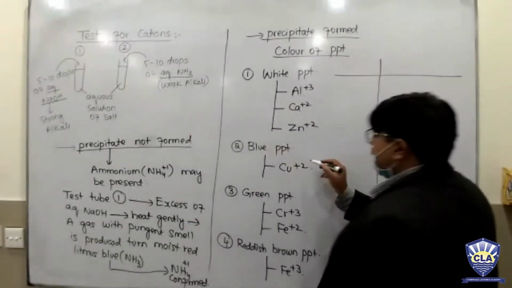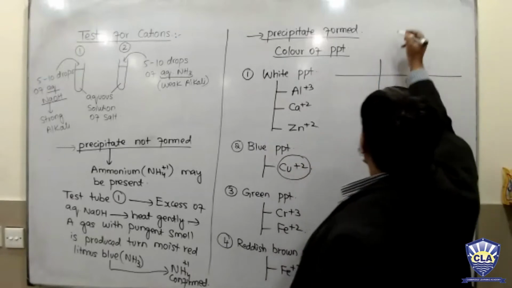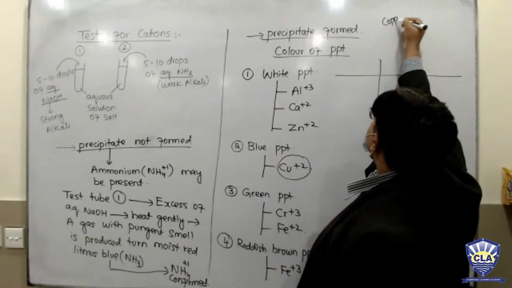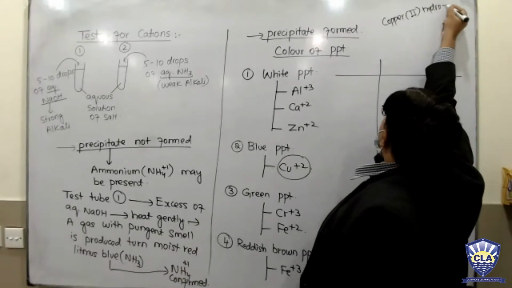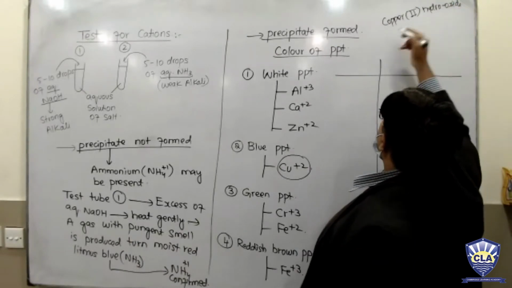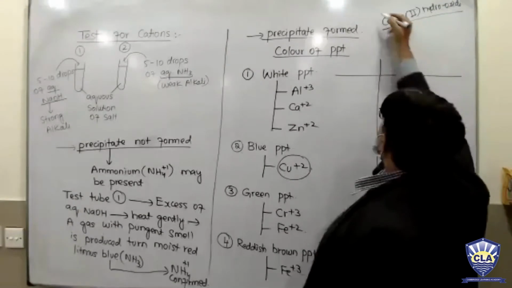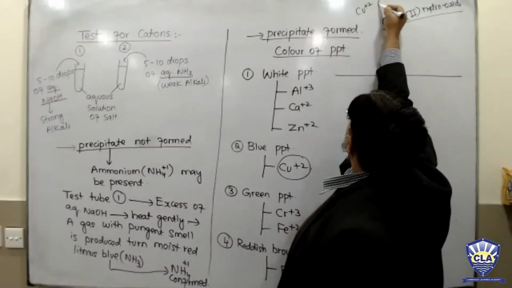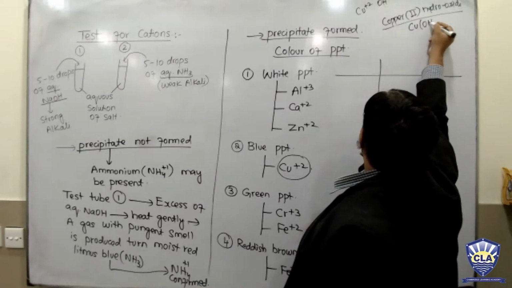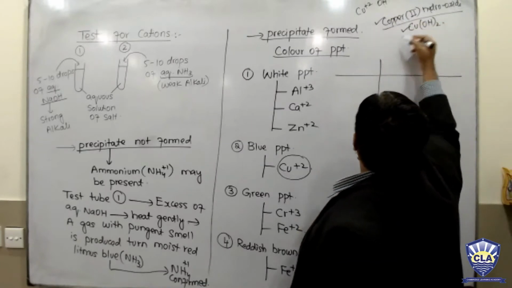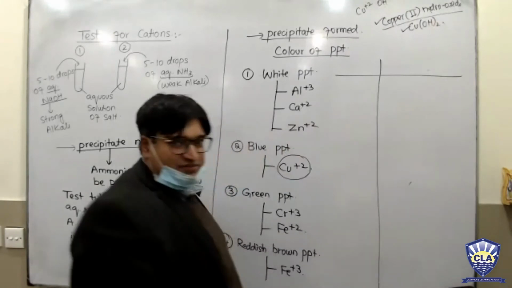So if somebody asks you what is the name of the blue precipitate, the name of the blue precipitate is copper 2 hydroxide. Hydroxide would join with them. And what is its formula? Cu plus 2 OH minus 1, so it would become Cu(OH)2. So this is the name of the precipitate and this is the formula of the precipitate.